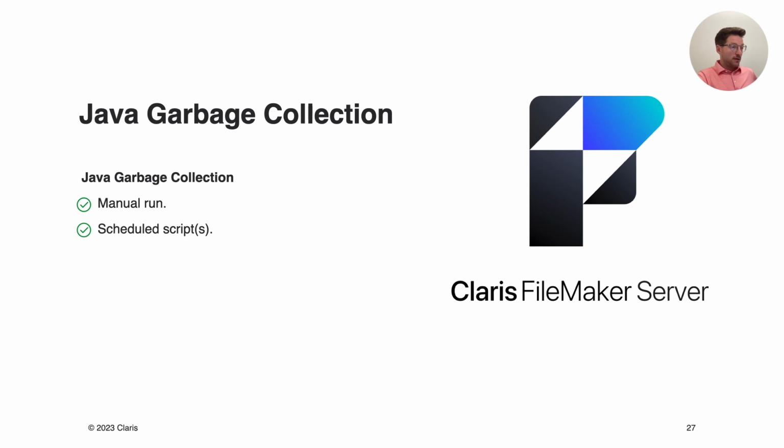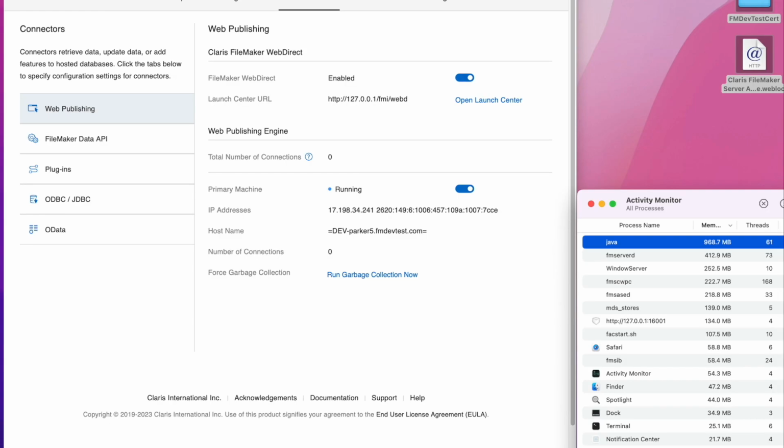With the new Java garbage collection system scripts, you can run the script manually or create schedules that can free up memory immediately. Schedules can be created for the primary machine as well as for any secondary machines in your FileMaker Server deployment. Let's look at a quick demo.